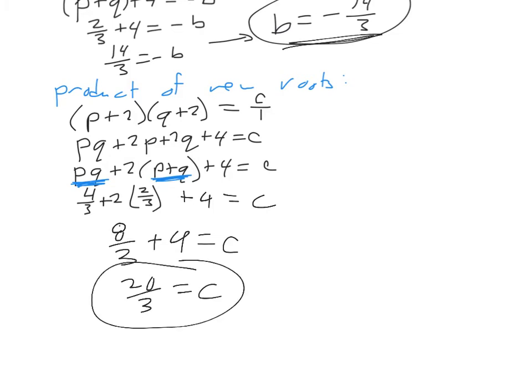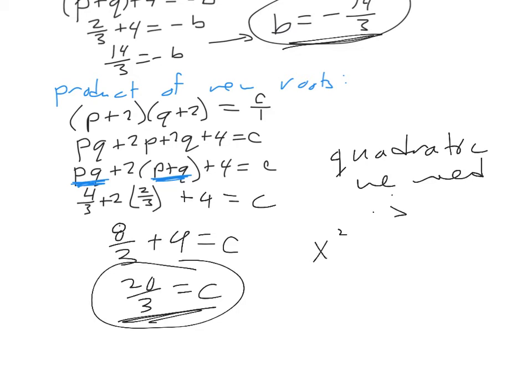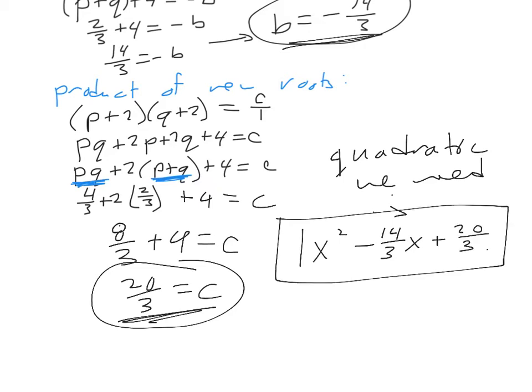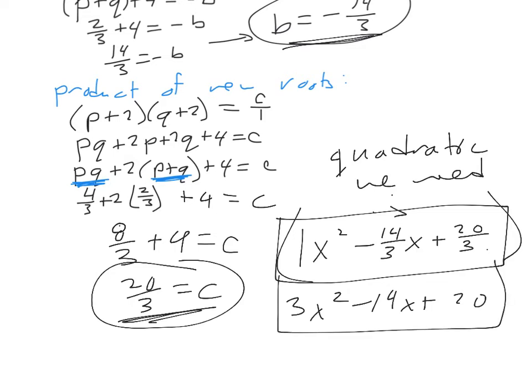Well, great. I have my b value. I have my c value. So the quadratic we need is, with a as 1, x squared minus 14/3 x plus 20/3. And there it is. We solved the problem. Remember I mentioned before that if I really wanted to, I could multiply this through by something. If you don't like the fractions, multiply through by 3. It would be 3x squared minus 14x plus 20. Both of these polynomials have the p plus 2 and q plus 2 roots.